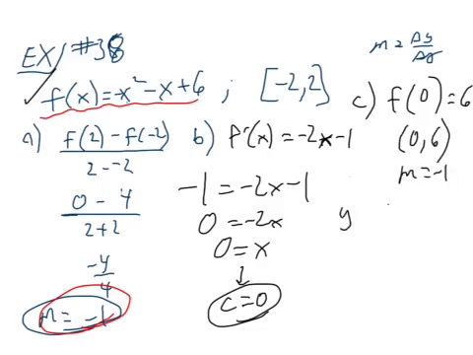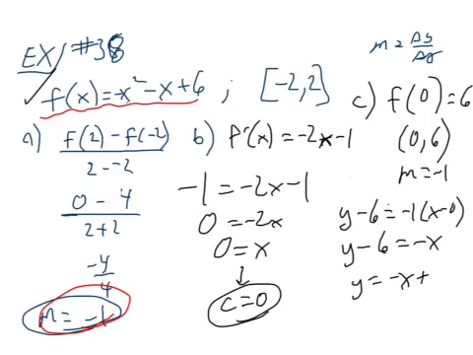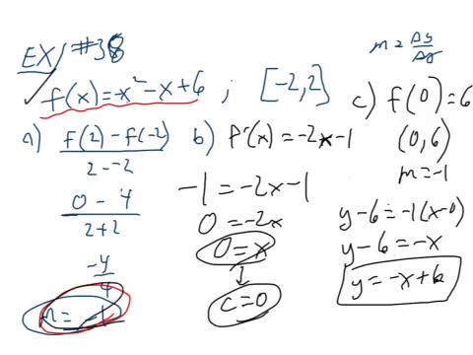So we use our point-slope form. y minus 6 equals negative 1 times x minus 0, or in other words, y minus 6 equals negative x, or y equals negative x plus 6. So that would be the equation of the line at the tangent line point. So when x is 0, it has a slope of negative 1, and at that point this would be the line equation.